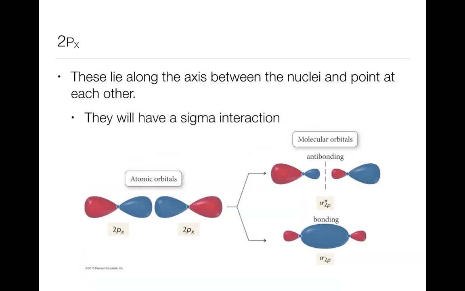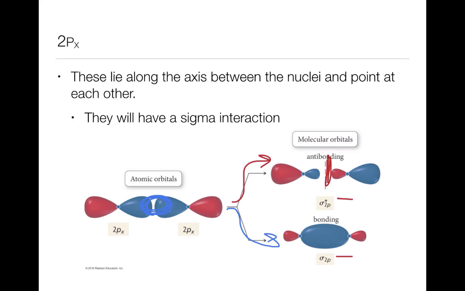We've got our lobes right there pointing at each other, and in an additive interaction they're going to have a bonding interaction, and in a subtractive interaction they're going to be anti-bonding, and we get that node there. So we've got a bonding and an anti-bonding. We call this sigma 2p and sigma 2p star. There are lots of different ways of expressing those, but we had our sigma 1s star, we had our sigma 2s star, and now we've got our sigma 2p and our sigma 2p star.